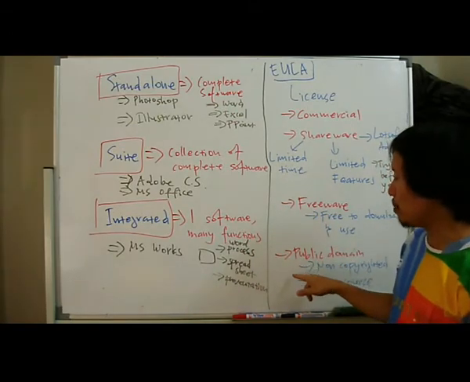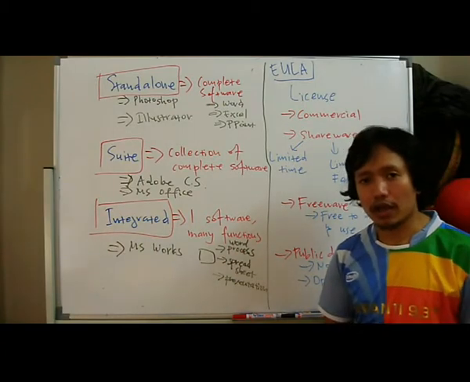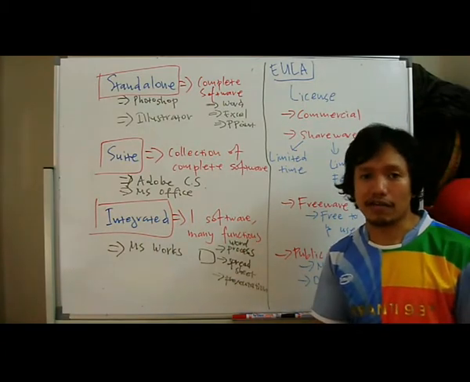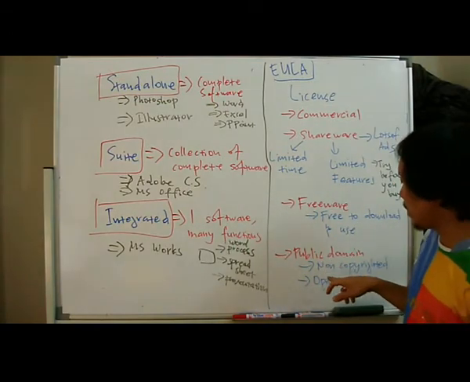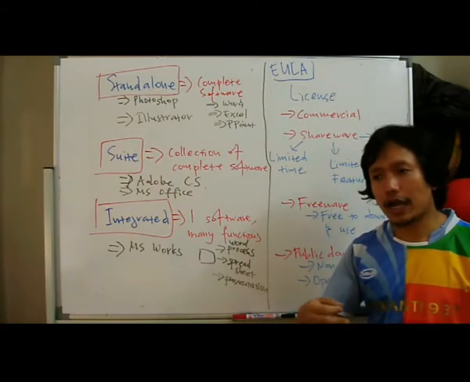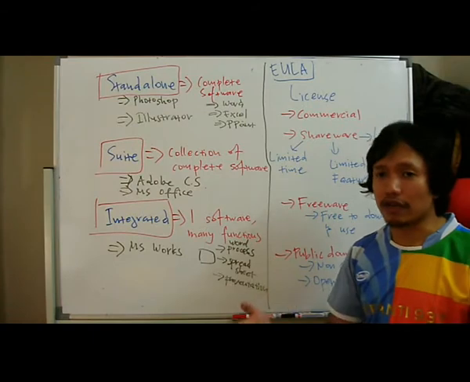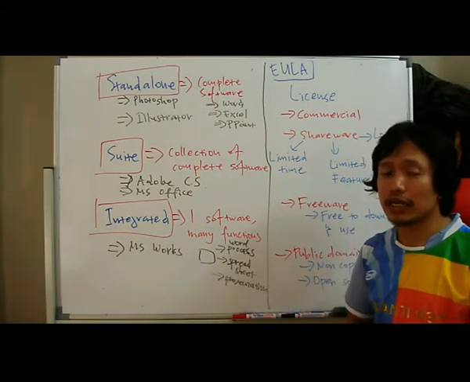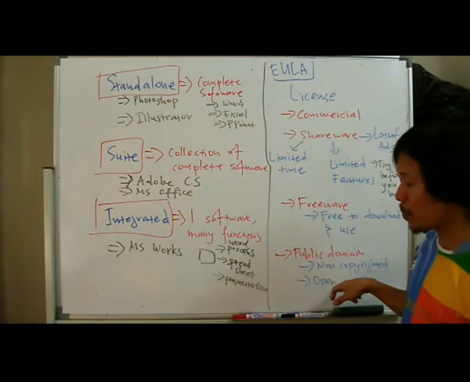The last one is public domain software. Public domain is non-copyrighted software. Some people even call it copyleft because it's not copyright. See, non-copyrighted meaning you can do whatever you want with it. You can sell it. You can copy it on different machines. You can give it to friends. You can have it on your website. Lots of different things. Some public domain software are also open source.